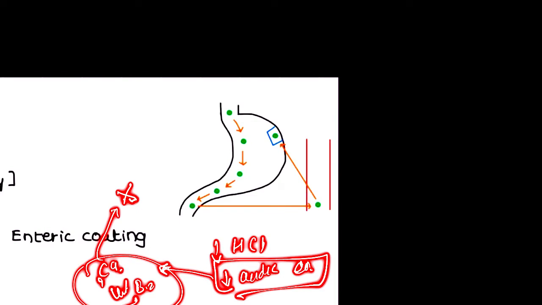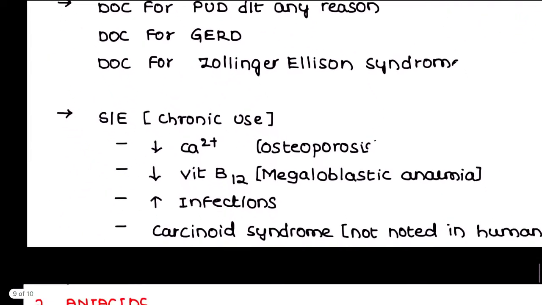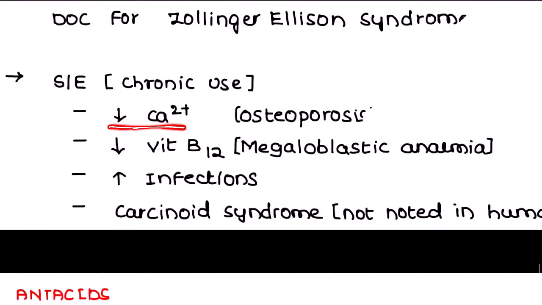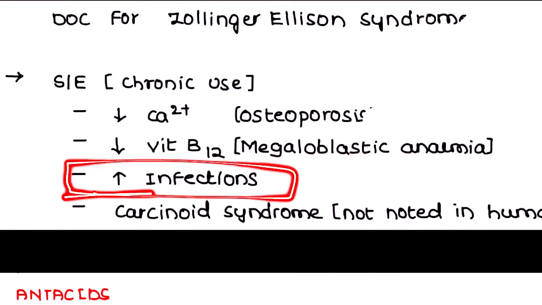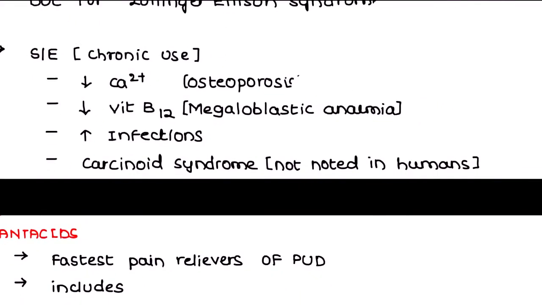Because of less absorption of calcium, we will get osteoporosis, and because of less absorption of vitamin B12, we will get megaloblastic anemia. Our stomach or GIT will also be more prone to infection, because of a favorable environment for various microorganisms. So talking about the side effects: less absorption of calcium causing osteoporosis, less absorption of vitamin B12 causing megaloblastic anemia, and various infections because it provides a favorable environment for various organisms.